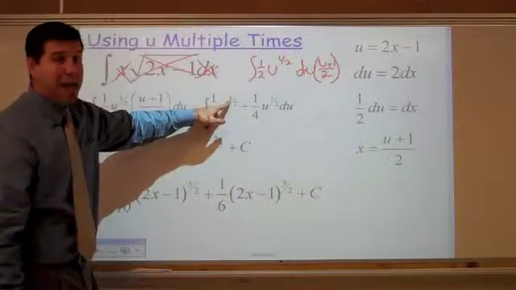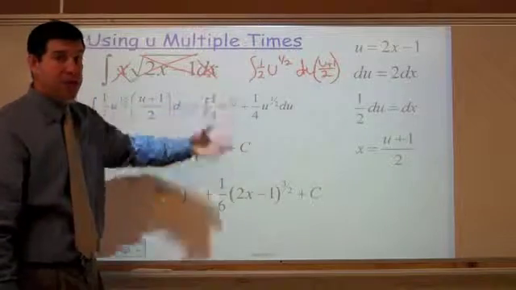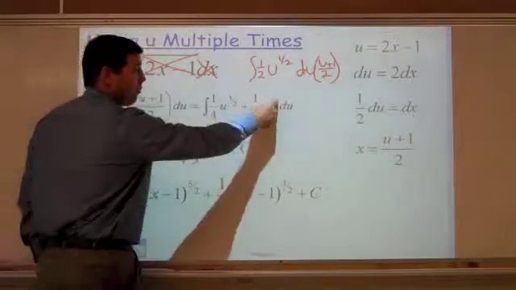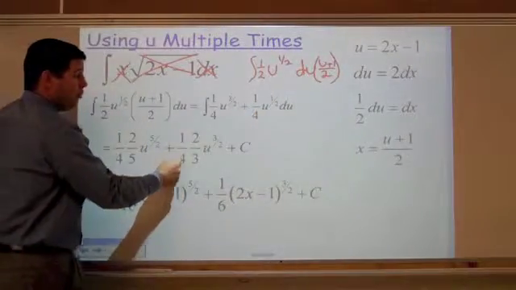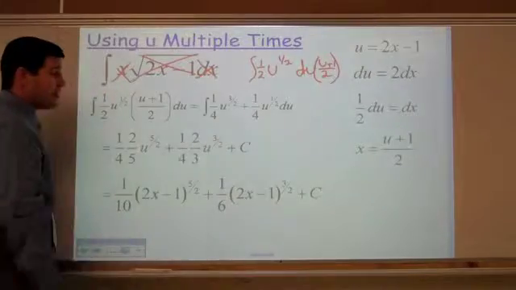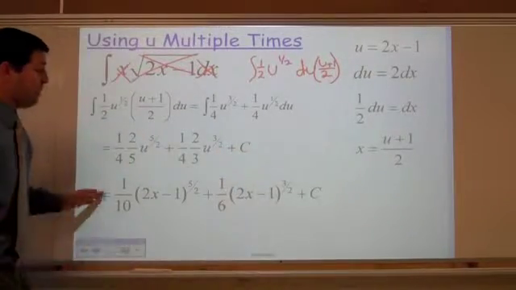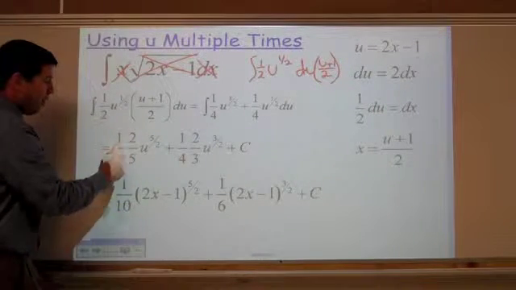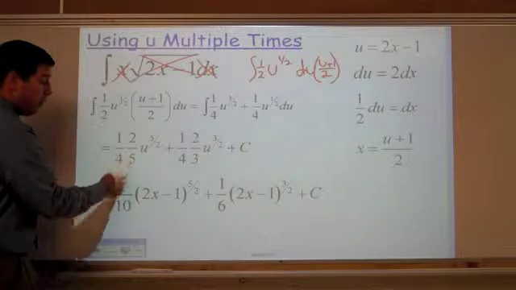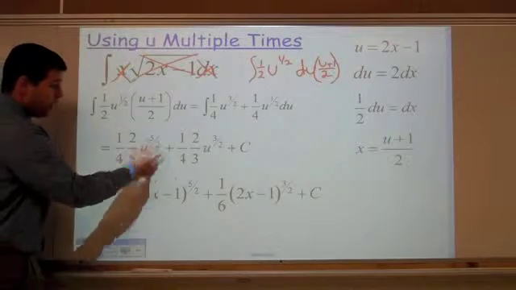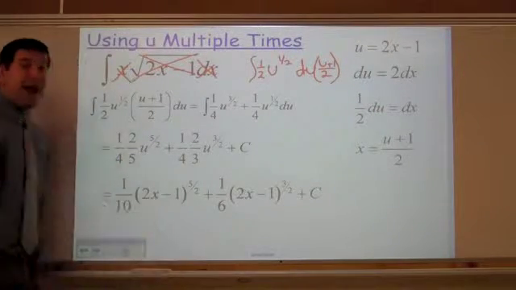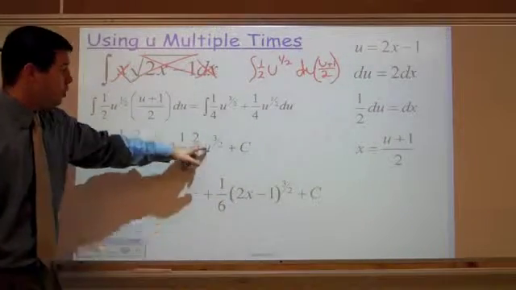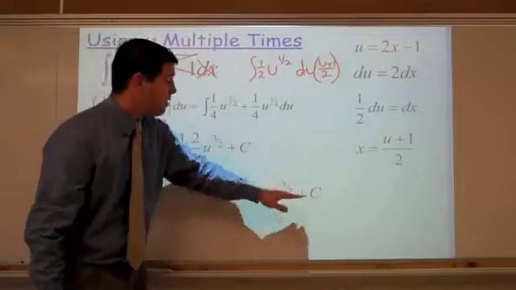So I go up to 5/2 multiplied by 2/5. So I get 1/4 times 2/5, u to the 5/2. Up to 3/2 multiplied by 2/3, 1/4 times 2/3, u to the 3/2 plus c. Again, I'm going to simplify everything and back substitute in the same step. 1/4 times 2/5 is 2/20ths or 1/10. u to the 5/2, so 2x minus 1 to the 5/2. Plus 2 over 12 is 1/6. u to the 3/2 or 2x minus 1 to the 3/2 plus c.